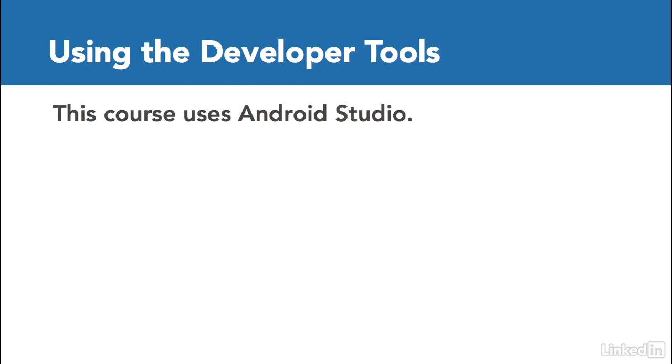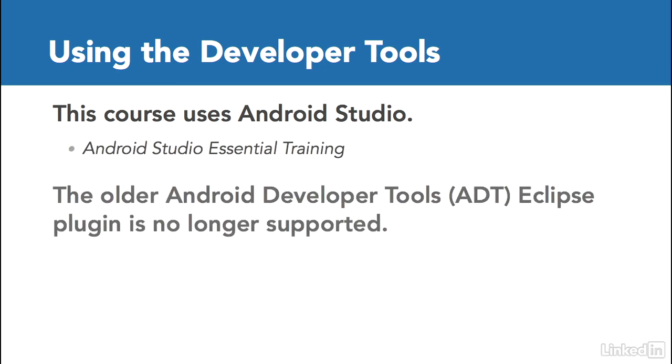Android developers use Android Studio to build their apps. Android Studio is based on IntelliJ IDEA, a popular IDE for Java developers. I'll describe a lot about Android Studio during this course series, but if you want to learn a lot more about the product, watch the course Android Studio Essential Training. There's an older set of tools for Android developers that was based on the Eclipse IDE, known as the Android Developer Tools or ADT plugin. That plugin is no longer supported by Google, and I don't cover it in this course.